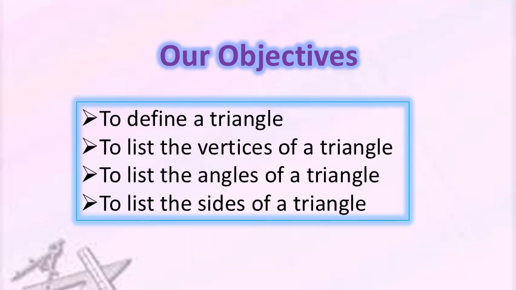Triangles. So our objectives for this lesson are the following. We're going to define a triangle, we're going to list the vertices of a triangle, we're going to list the angles of a triangle, and we're going to list the sides of a triangle.